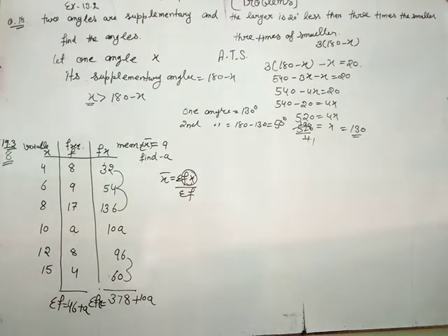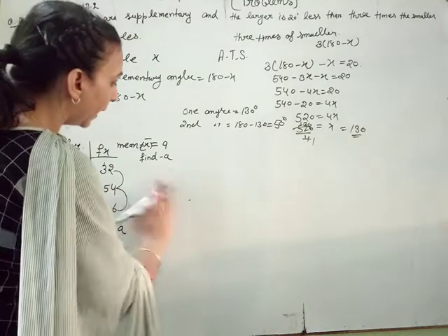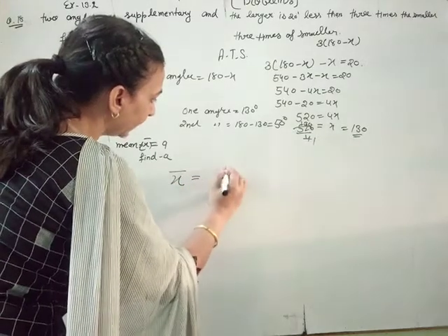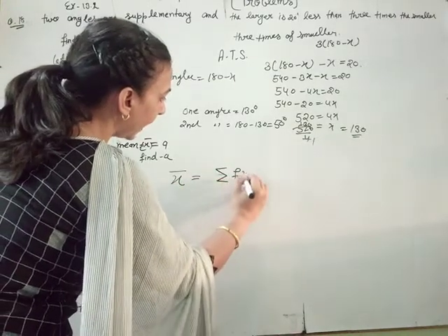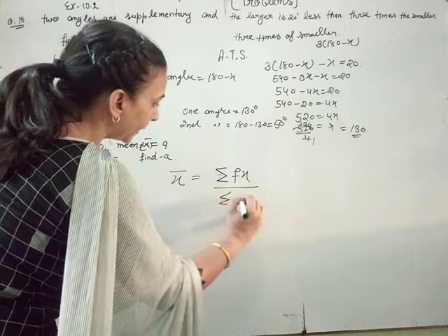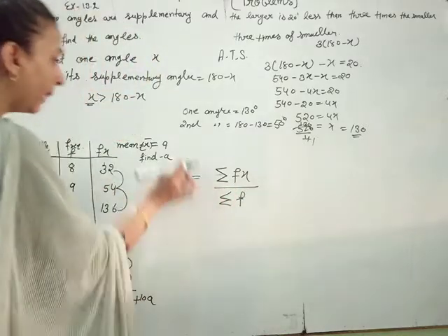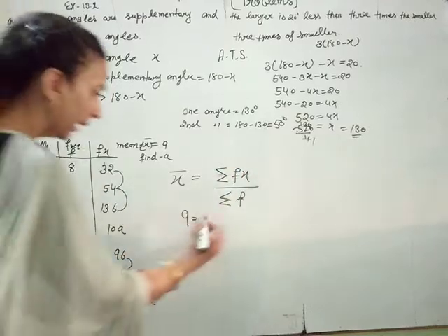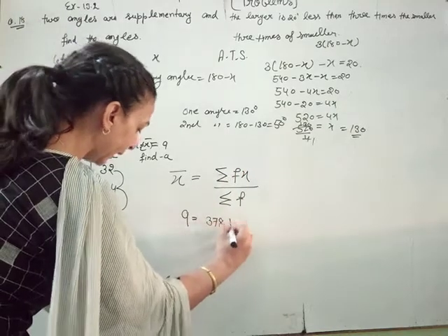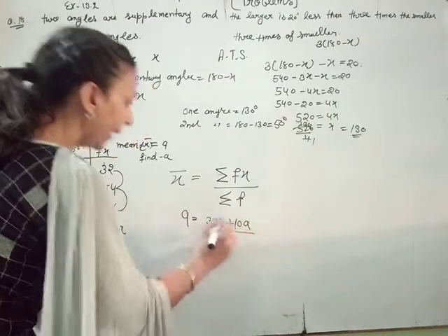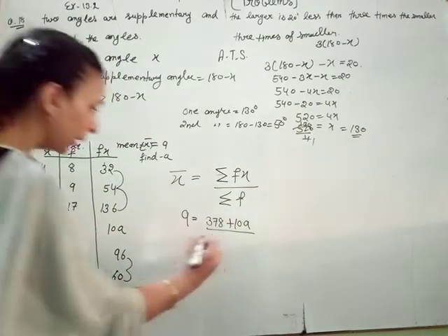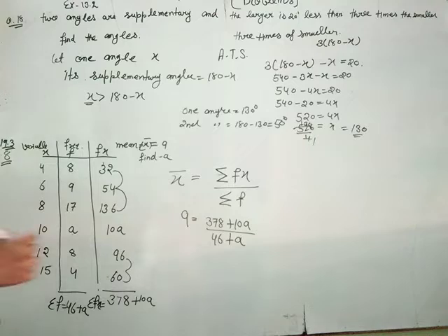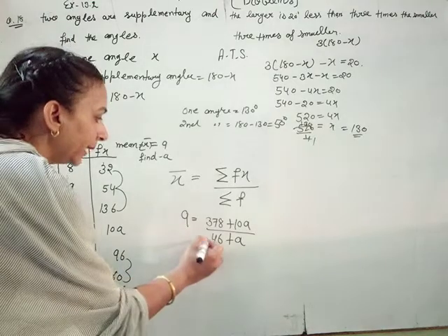Then we have the result for x bar: summation fx divided by summation f. Given x bar equal to 9, this equals 378 plus 10a divided by 46 plus a. Okay student, then we take cross multiplication.